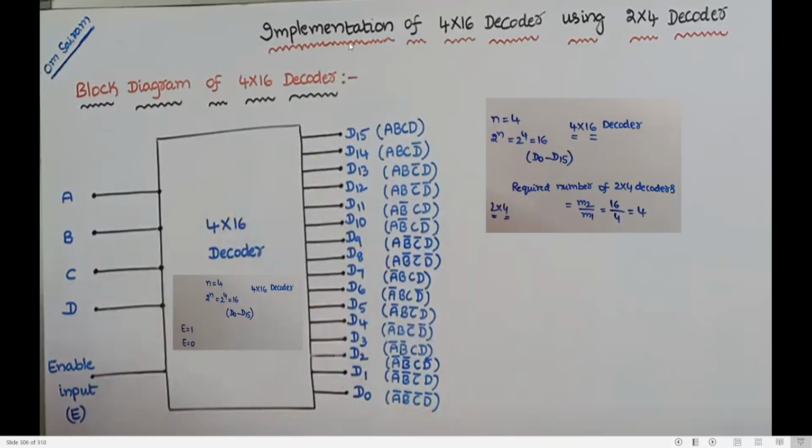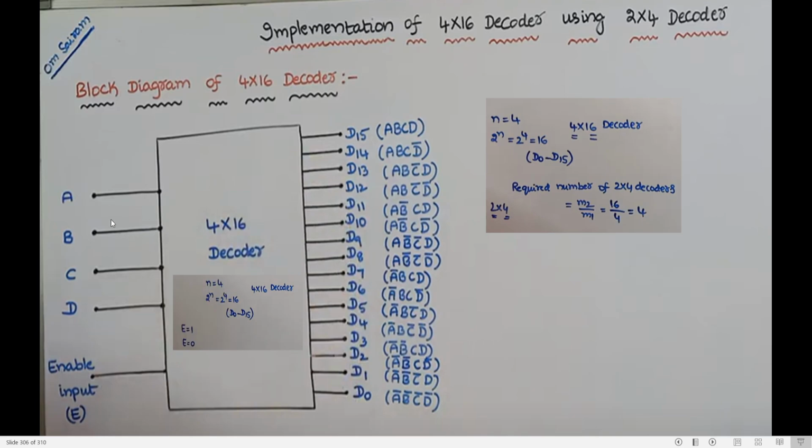Let us look into the next topic, implementation of 4 by 16 decoder using 2 by 4 decoder. So what is required? We need to implement the input decoder. What is the input decoder? 4 by 16 decoder using 2 by 4 decoder. So first I need to understand the input decoder is a higher order decoder. You need to construct a higher order decoder using lower order decoders, right? So since the input is 4 by 16, first you need to draw the block diagram of the 4 by 16 decoder.